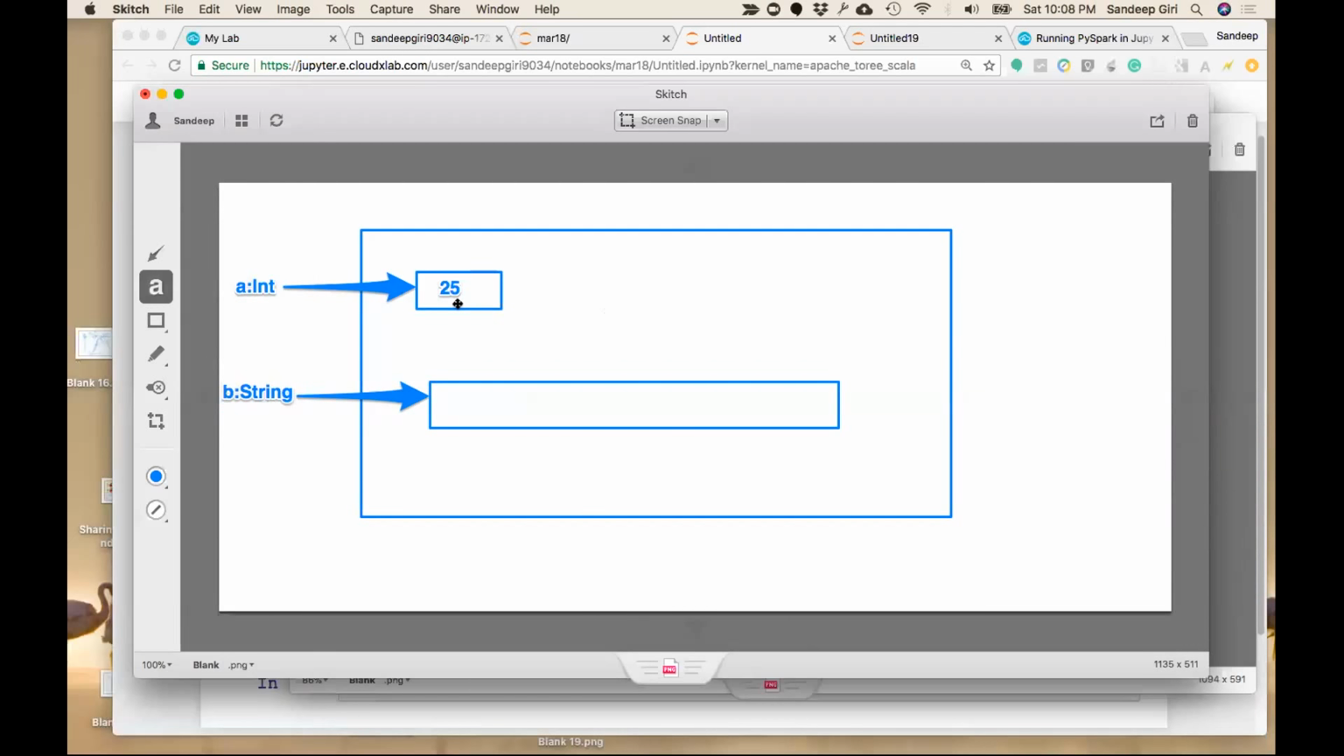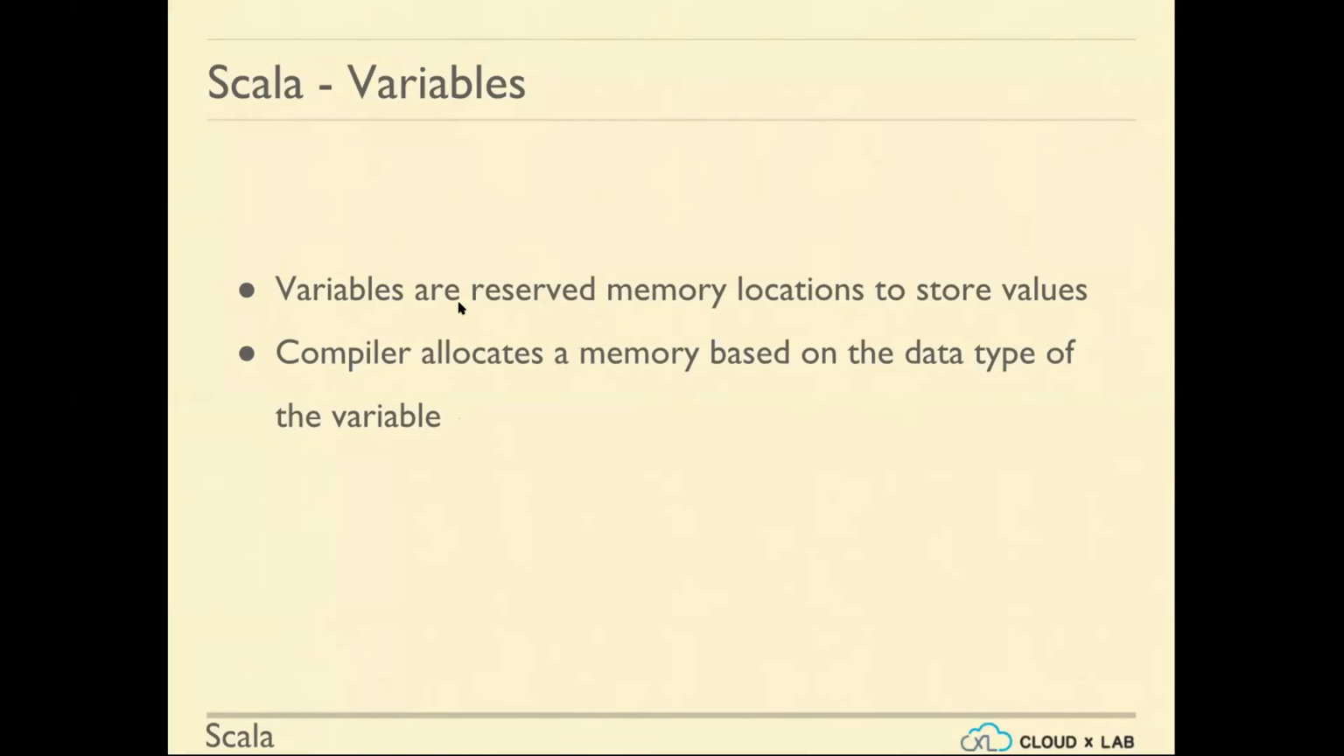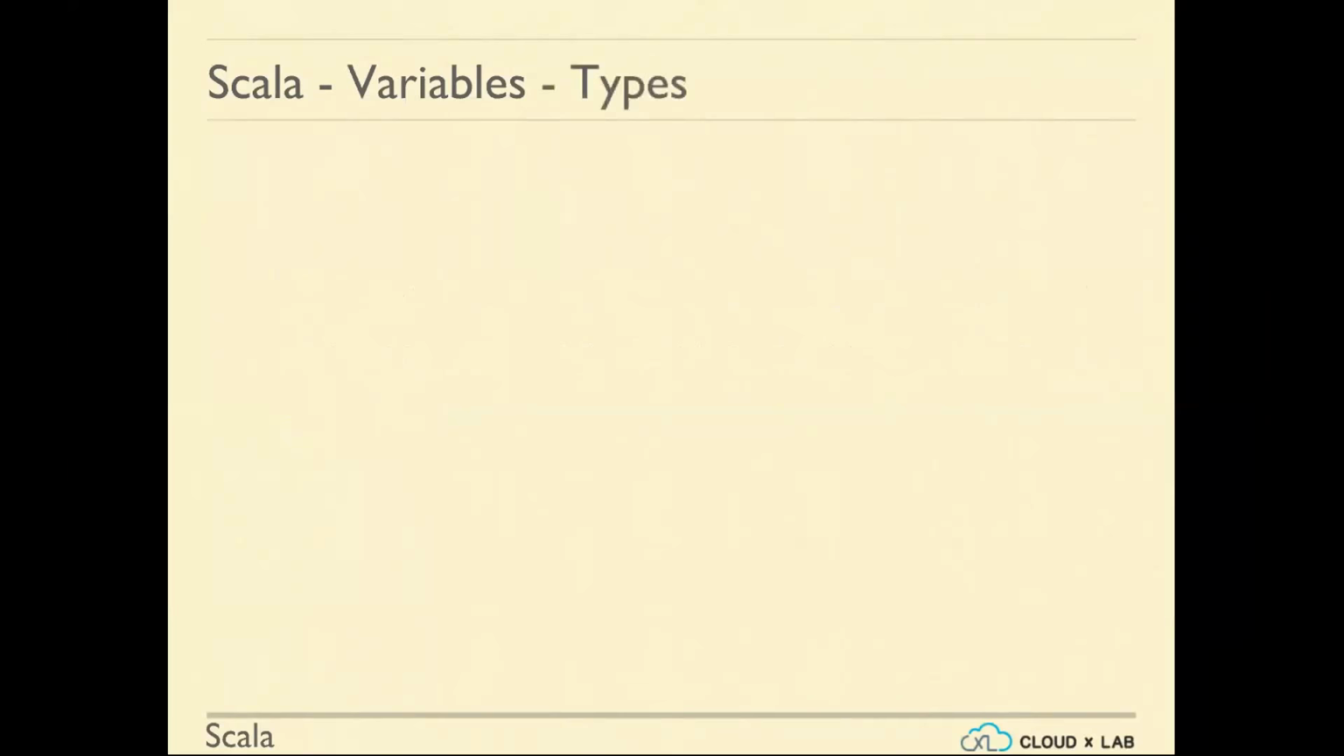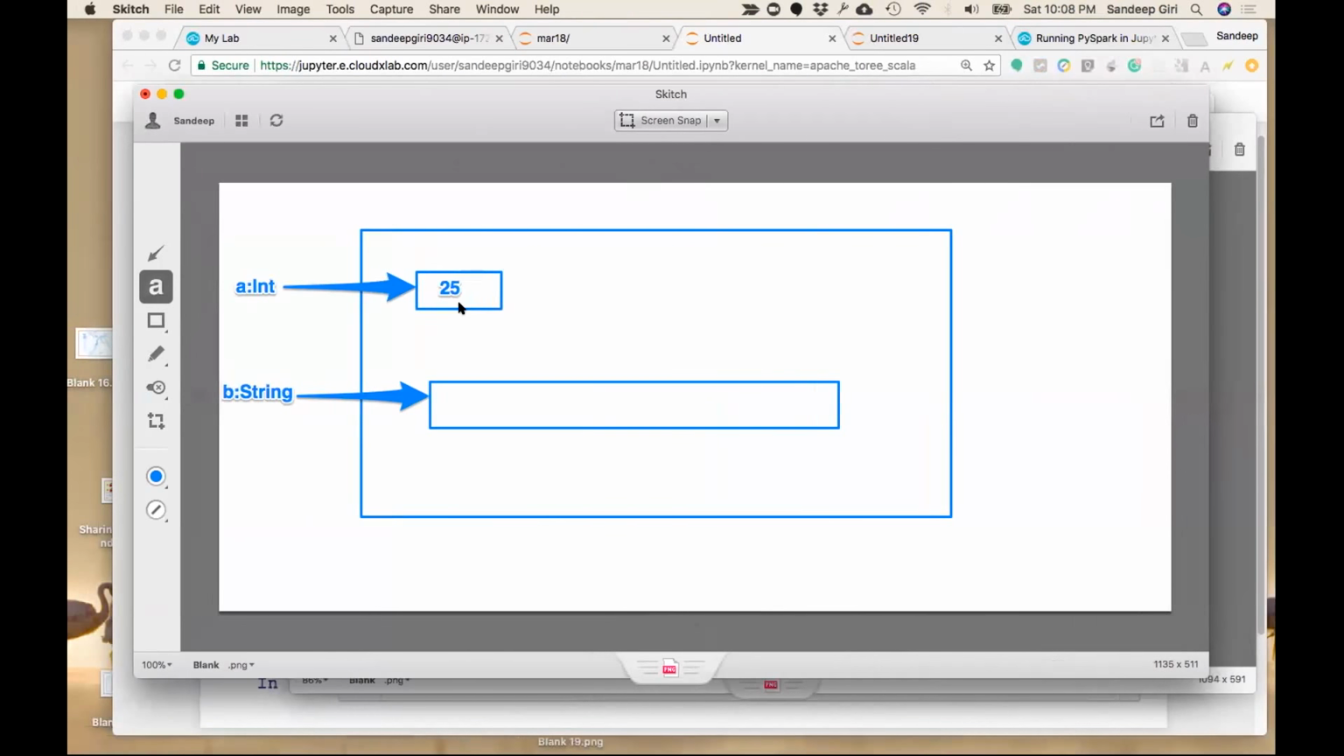So that's what it means by a variable. Here, integer is the data type. The purpose of the integer type is so that we know exactly how much memory to allocate for the variable. That's exactly the purpose of defining the data type of a variable.